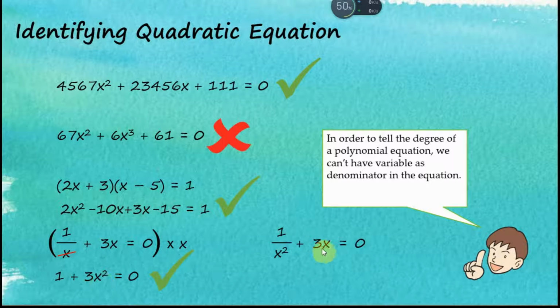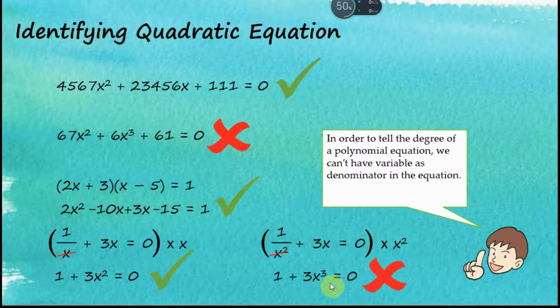Let's see another example. 1 over x squared plus 3x equal to 0. Now to eliminate this x squared, we need to multiply the whole equation by x squared. So x squared multiplied by 1 over x squared, this will be cancelled, and then we get 1, and then 3x multiplied by x squared, we get 3x cubed, and 0 multiplied by x squared, we get 0. In this case, the highest power of the variable is 3, and therefore this is not a quadratic equation.